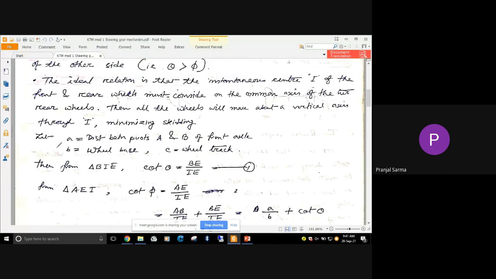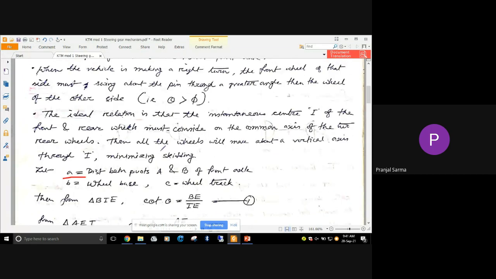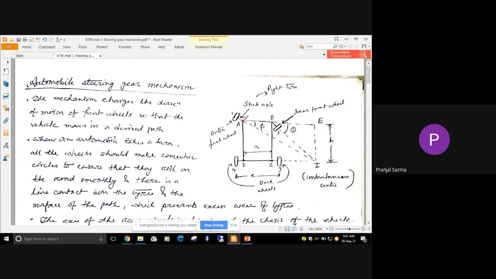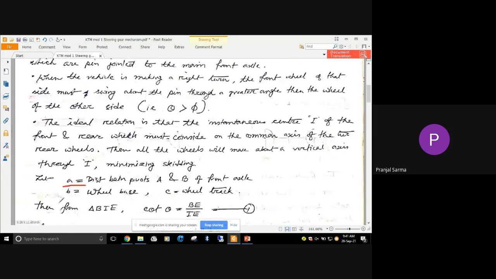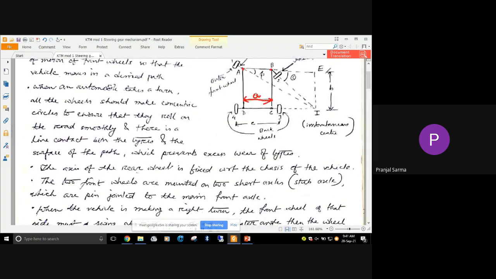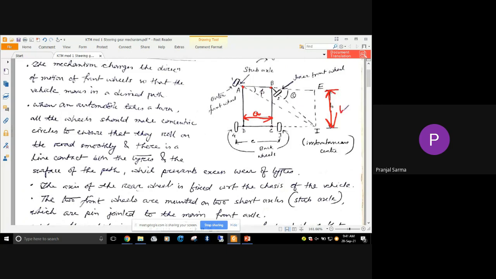Let's consider small a to be the distance between the pivots of the front axle. That is this: the pivots of the front axle are this and this, and this distance we consider as small a. B is the wheelbase, the distance between the front wheels and the back wheels, and small c is the wheel track, which is where the wheels are located.